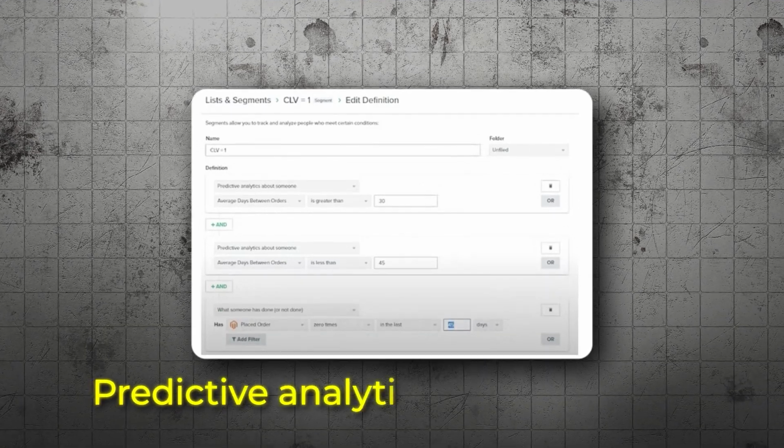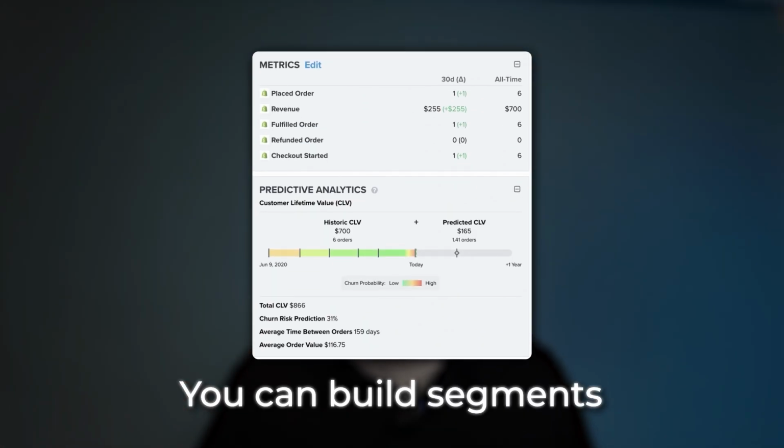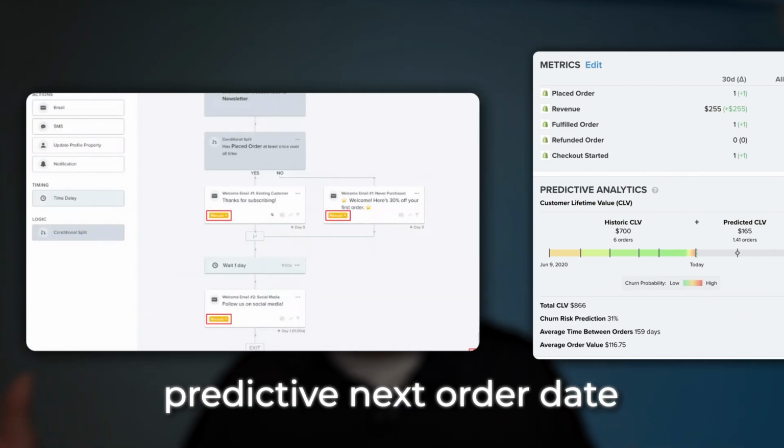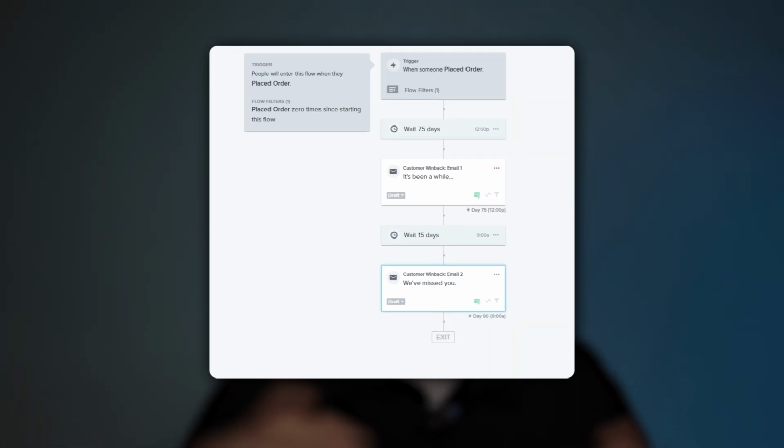Now, this one is next level: predictive analytics segmentation. This is where Klaviyo's AI is going to tell you who's likely to buy next or who's about to ghost your brand. You can build segments based on predictive next order date or set up automated emails that land right when they're most likely to buy again. It's basically like reading their minds. And for those that are slipping away, a well-timed win-back campaign can win them back before they disappear for good.